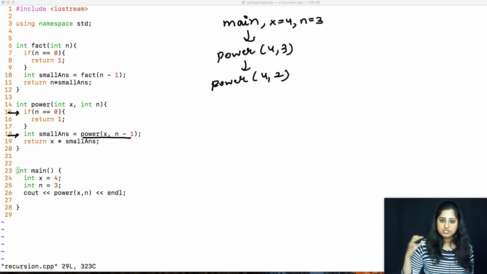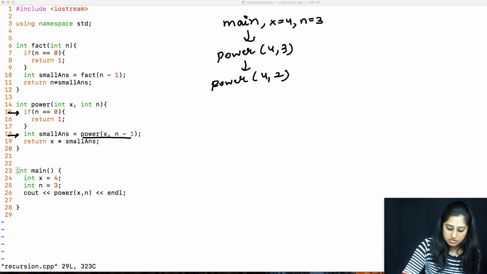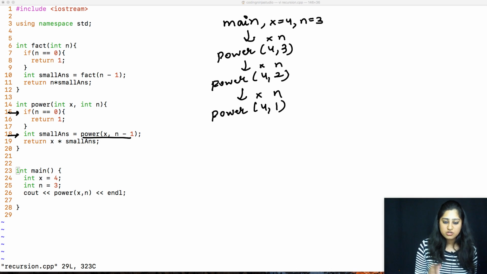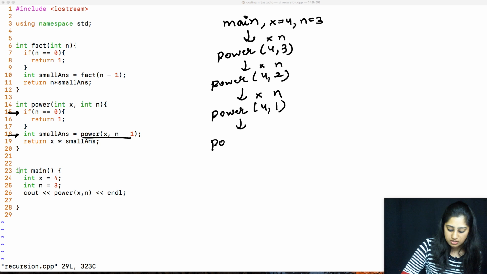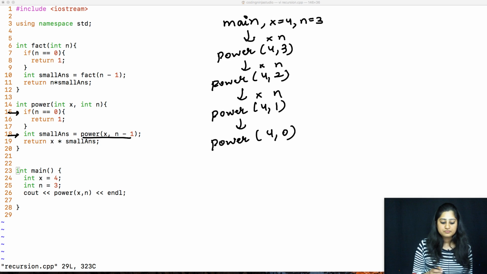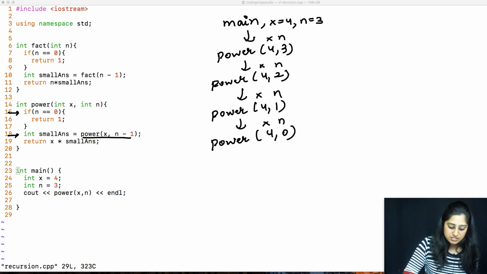Now the same procedure will be followed for the function call 4, 2, and for 4, 2, x is 4, n is 2. So n is not 0, so I need to move further, and I need the answer of 4, 1. For 4, 1, x is 4, n is 1. Again 1 is not 0, I will move further and call power of 4, 0. Now for 4, 0, x is 4, n is 0. Now my base case will fit in. Any number to the power 0 is 1. So I'll straight away return 1.